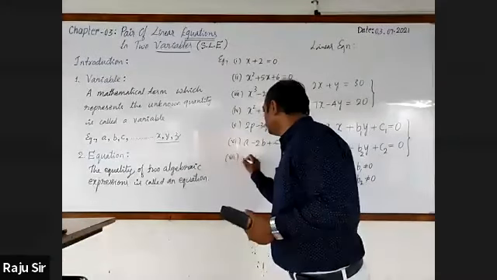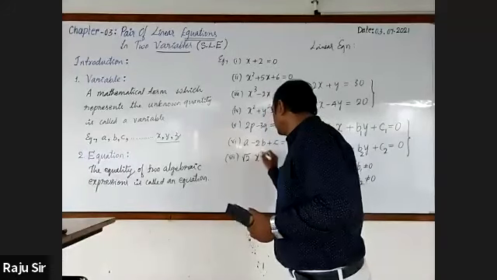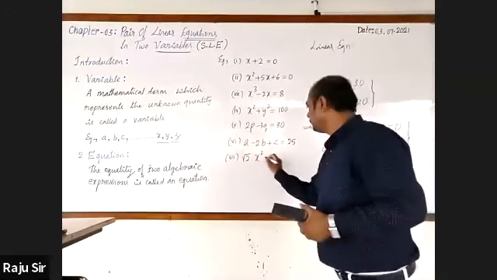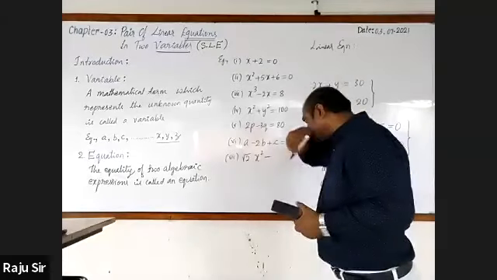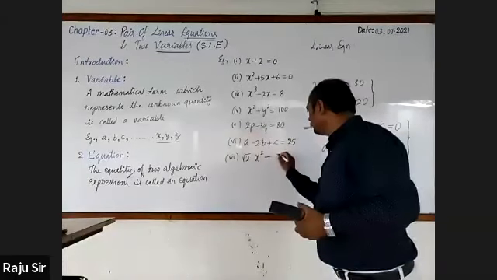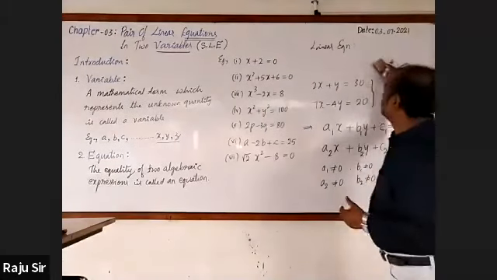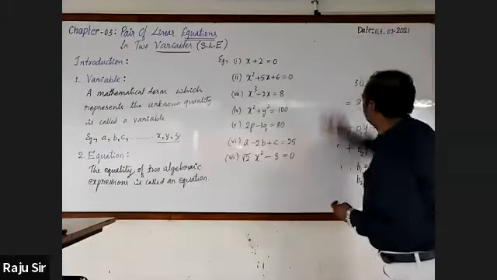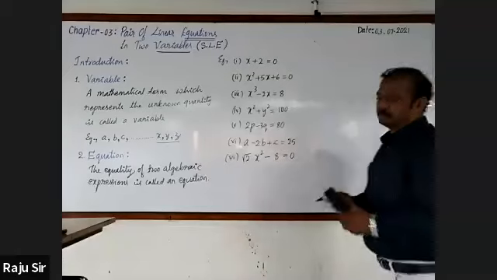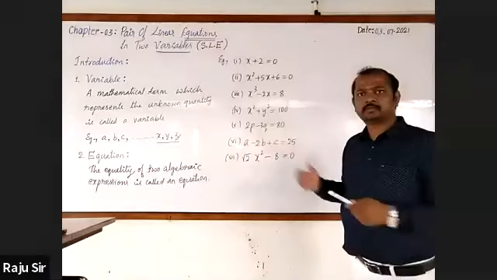Seventh one, it is root 2 x square minus 8 is equal to 0. These are all equations. Sir, last example is also? Exactly. Sir, in LHS also we can put variables, sir. Yeah, of course.